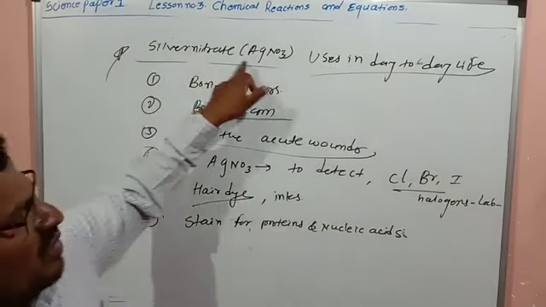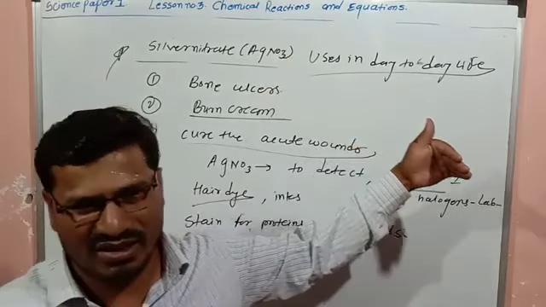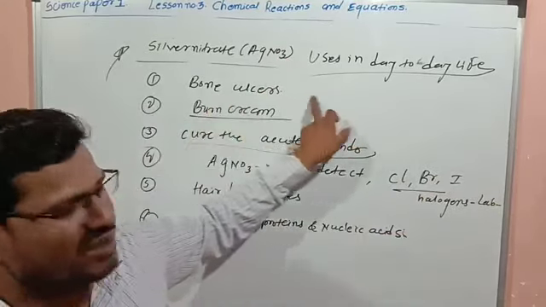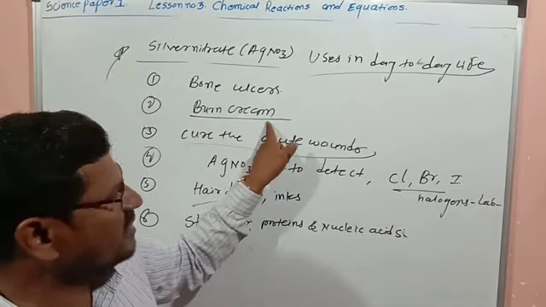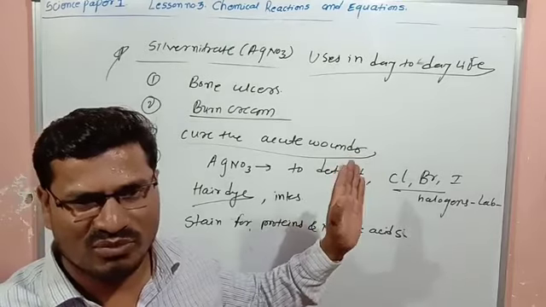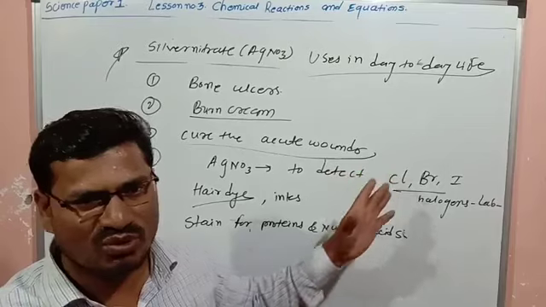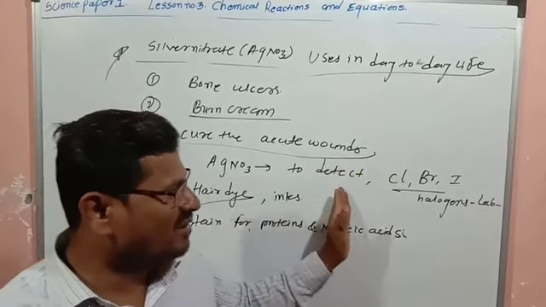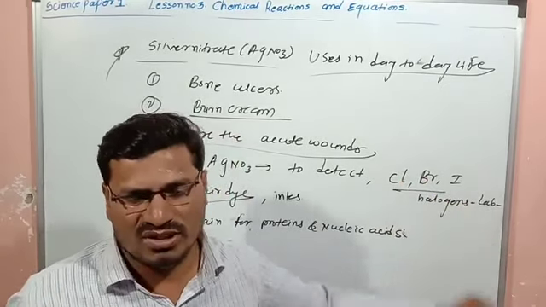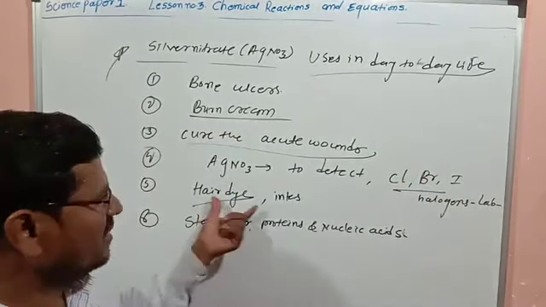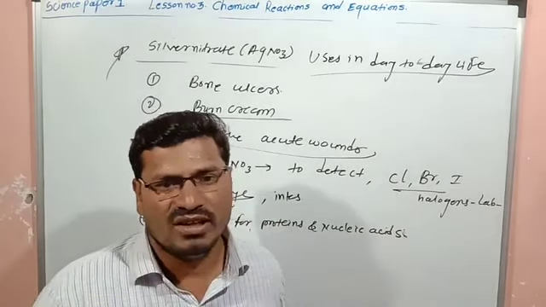So what are the uses of silver nitrate in day-to-day life? We have studied here already: in the voter ink it is used. Second, it is used for treating bone ulcers. Next is burn cream. If burning of the skin takes place, it is used for that also. Next, to cure acute wounds. Small wounds can be cured. AgNO3 is used in the laboratory to detect chlorine, bromine, iodine radicals because it forms PPT. And it is used in hair dye as well as ink, and as a stain for proteins and nucleic acids.